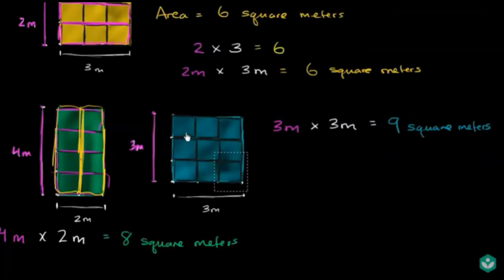We figure out how many square meters we can cover this thing with, without overlapping and without going past the boundaries. We get the exact same thing as if we multiplied 3 times 3, the length times the width in meters.